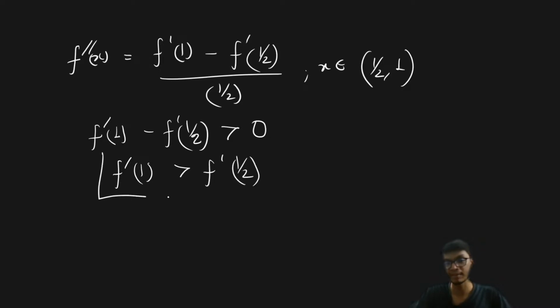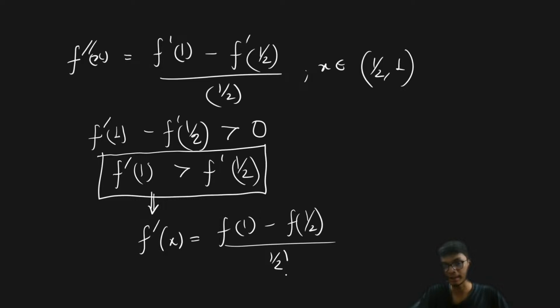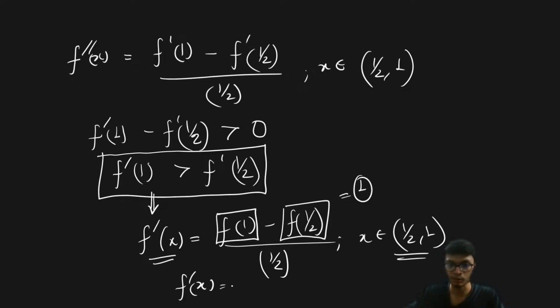Which I already told you, that f dash is an increasing function, right? Now, if f dash is an increasing function, I can take a condition on f dash of x and write it again as f of 1 minus f of half divided by half, where x is again between half and 1. Now if you look at this case, f of 1 is going to be 1, and f of half is going to be half, so this ratio is going to be equal to 1. So for all values of x between half and 1, we are getting the first derivative equal to a constant value, that is, 1.